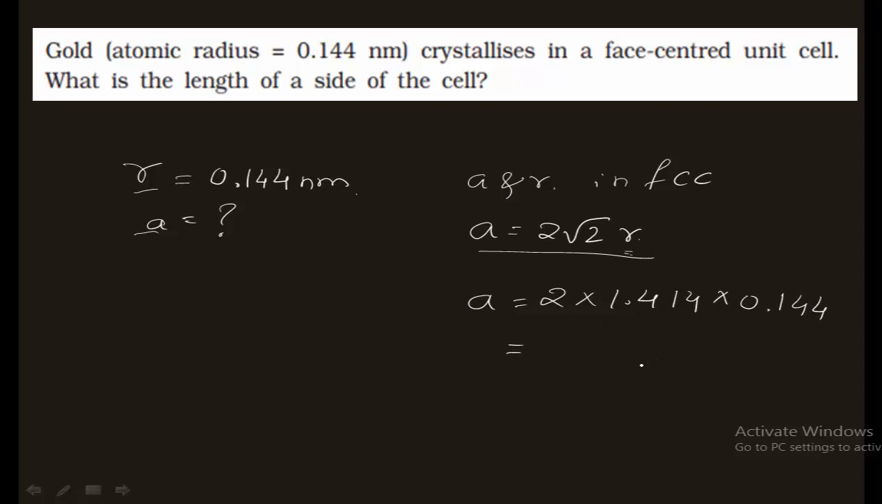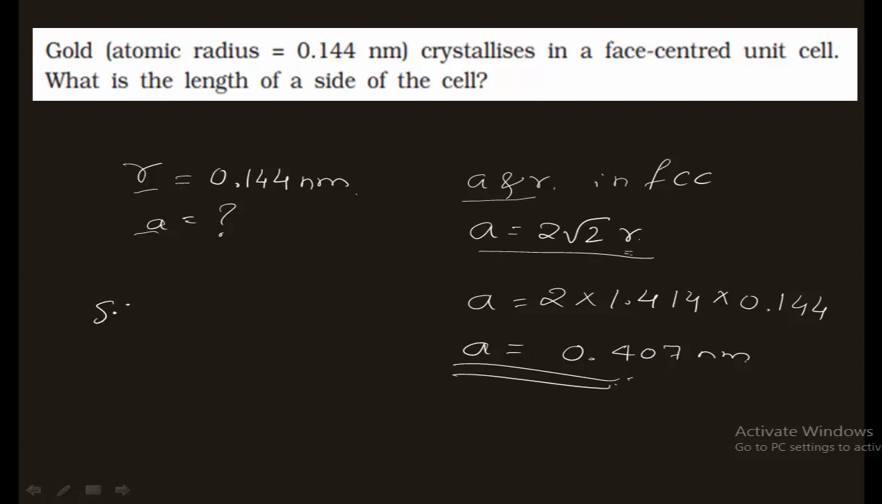On multiplication we will get 0.407 nanometer. So this is the edge length of the gold. So whenever they give the radius of an atom and ask you to calculate the edge length, then we have to use the relationship between A and R. Here in case of FCC, the relation is given as A is equal to 2 root 2 R.